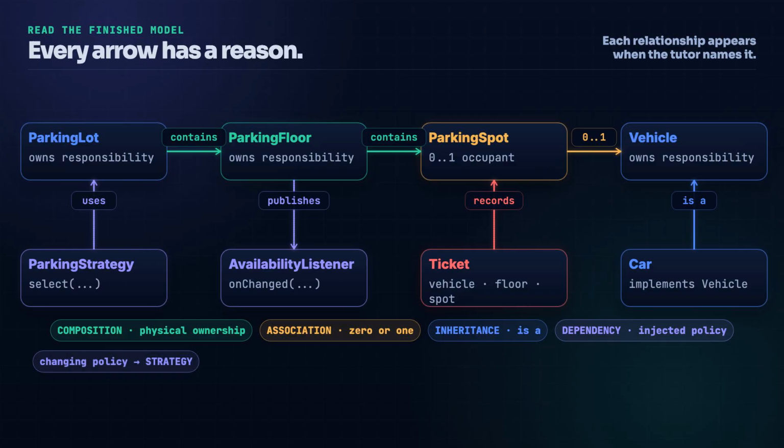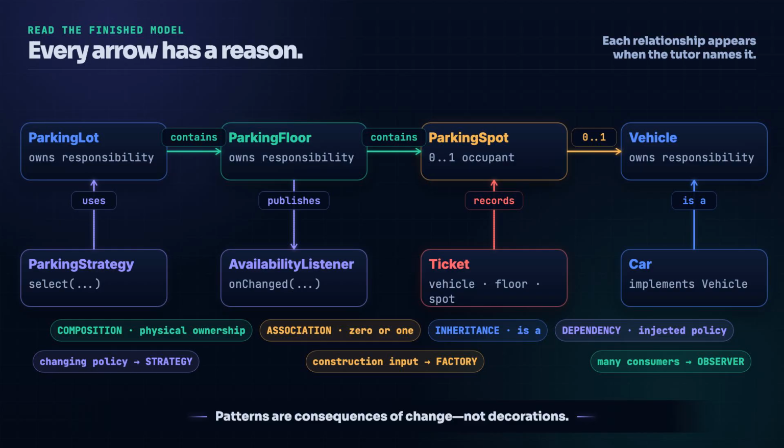Now the patterns have reasons. Changing allocation policy gives strategy. Repeated input to subclass construction may give factory. Several independent availability consumers give observer. Patterns are consequences of change, not decorations on a diagram. Finally, test the design. Add an electric vehicle first strategy, a new display listener, or a billing calculator at exit. The core spot and parking workflow do not become one giant class. That is the real extensibility check.